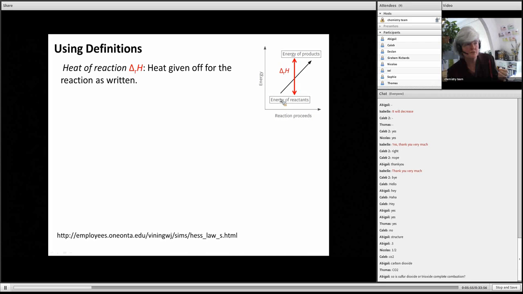So if my energy of reactants is lower than my products, is it exothermic or endothermic?